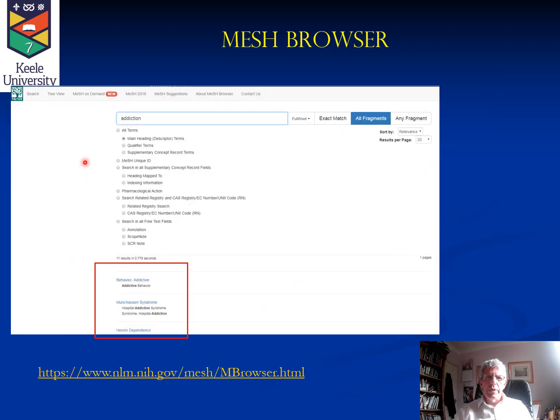Another feature of the browser is that you can choose between an exact match or a fragment. Exact match finds terms that precisely match your search term regardless of whether the term has upper and lower case characters. All fragments finds terms that include all fragments of a search string in any particular order, while any fragment finds terms that include at least one fragment of a search string.